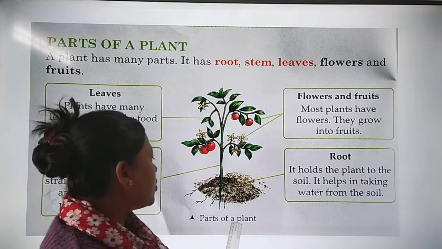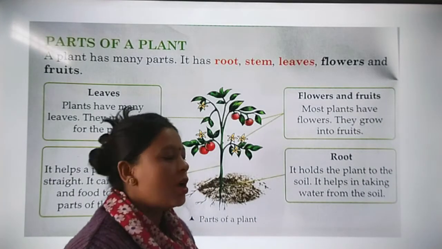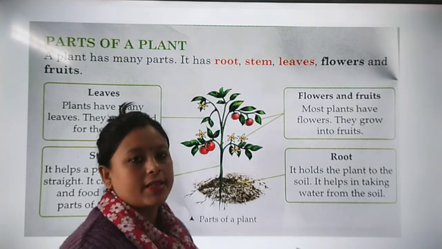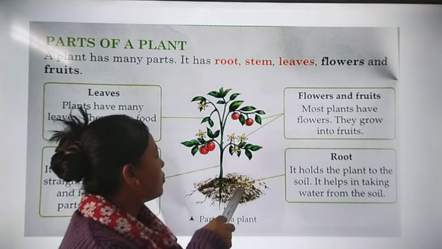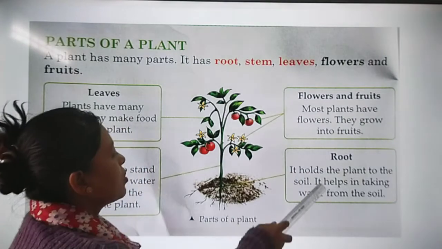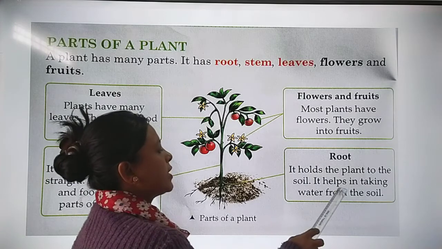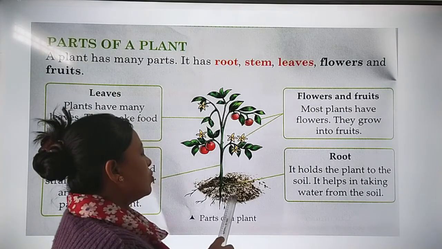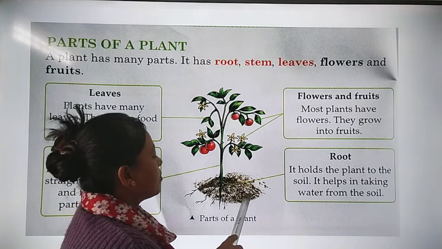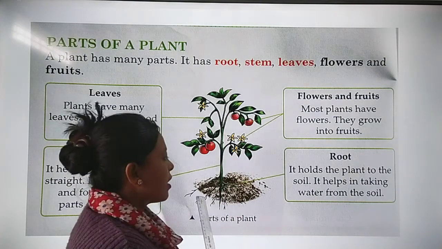So children, you all know that when we plant a seed at your home or in a pot, then we used to give water to that plant, isn't it? So where we should put water, here, no? So that is why root's duty is to hold the plant to the soil. It helps in taking water from the soil. So root takes the water and some other nutrients, minerals from the soil and distributes to all parts of the plant. Okay.